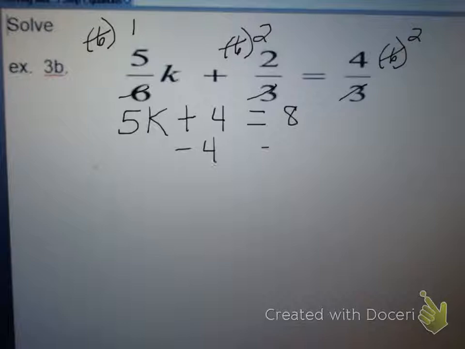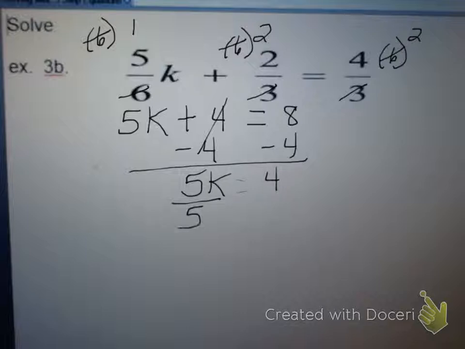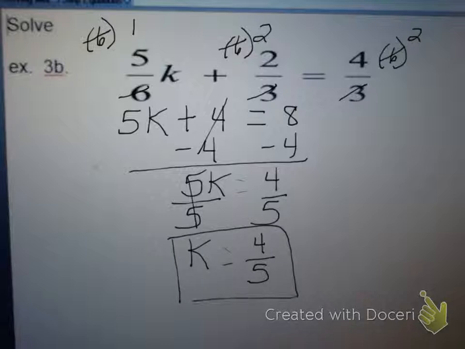Subtract 4 on both sides. 5k is equal to 4. Divide both sides by 5. And my answer is 4/5. Usually when you have a problem that starts out with a fraction, you're probably going to get a fraction for an answer.